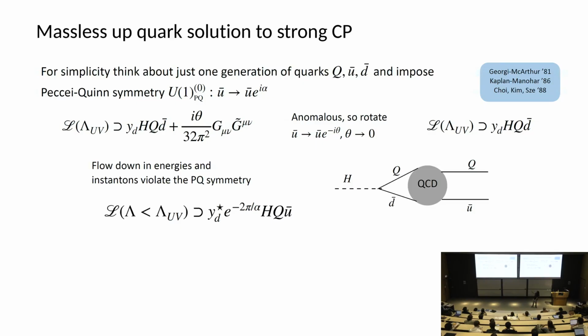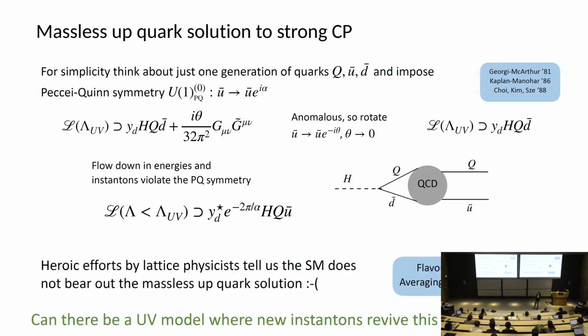So this was proposed in the early 80s, but the status of it was on ice for a few decades until fantastic efforts by lattice physicists unfortunately told us that the standard model does not bear out the massless up quark solution. The instantons of QCD are not powerful enough to account for all of the observed mass of the up quark. But now we have some generalized symmetry tool that can, from an infrared symmetry analysis, potentially tell us about new UV models where there can be additional instantons.